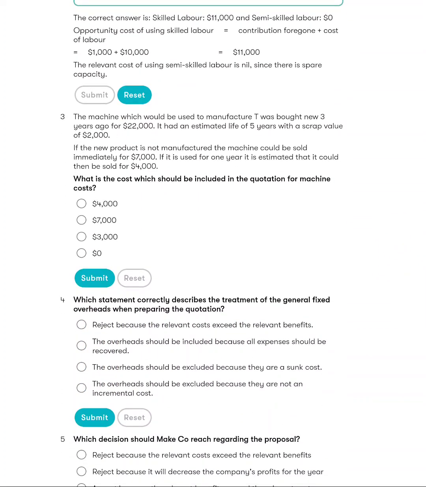The machine which question 3 is asking about, the machine which would be used to manufacture tea, was bought new 3 years ago for 22,000 and it had an estimated life of 5 years with a scrap value of 2,000. If the new product is not manufactured, the machine could be sold immediately for $7,000. If it is used for 1 year, it is estimated that it could then be sold for 4,000. Okay, let me read it again.